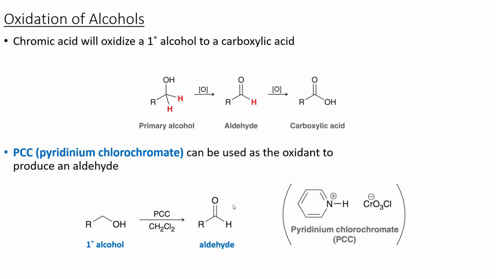So just like we have sodium borohydride, which will only reduce an aldehyde or ketone and not a carboxylic acid, we can, using specific reagents, oxidize up to a specific intermediate. So here, primary alcohol in the presence of dichloromethane as a solvent and PCC will generate just the aldehyde.